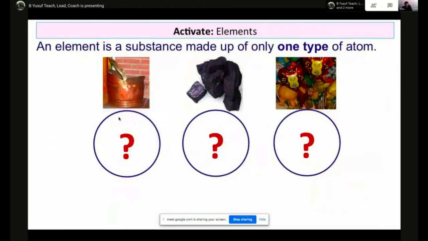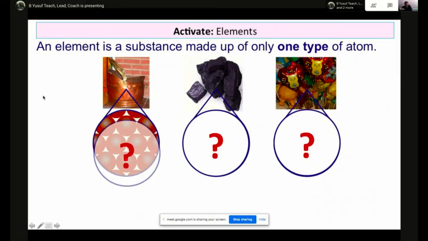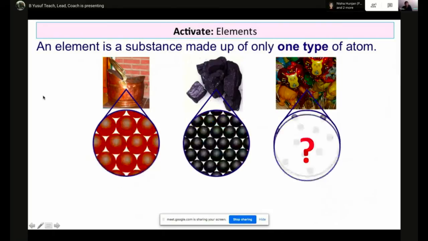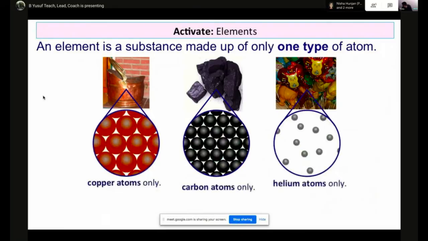We've got three different other examples of elements, and this is just to reinforce the fact that no matter which element you look at, whether it's whatever this bucket is made out of, or this black substance here, or the gases that have been filled inside these balloons, when you magnify it, all the atoms will be the same. So you've got copper atoms only, carbon atoms only, and helium atoms only as well.